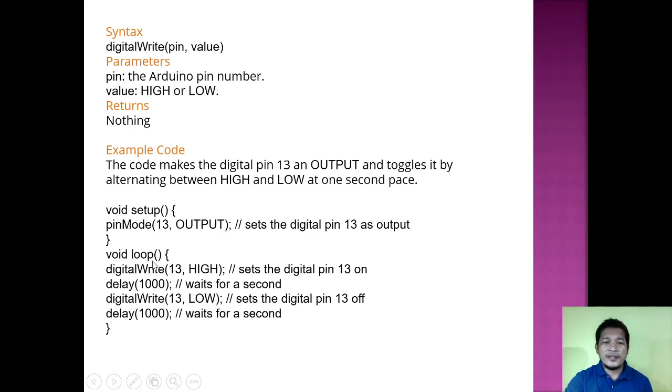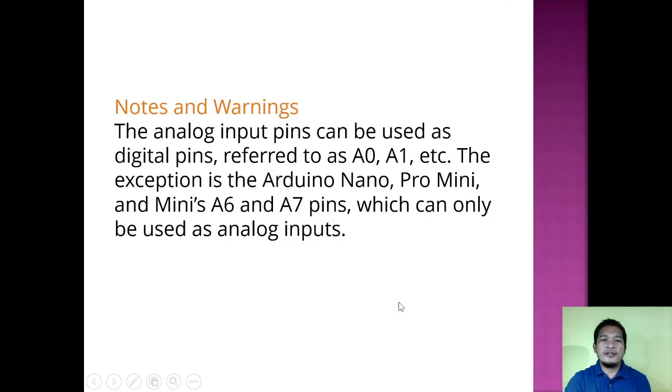We already discussed what looping is in our module 1, the looping program control. Notes and warning: the analog input pins can be used as digital pins, referred to as A0, A1 and so on. The exception is again the Arduino Nano.